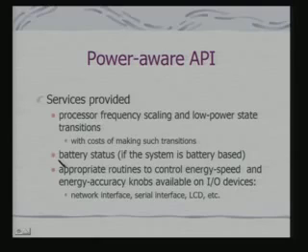The other issue is the ability to monitor battery status. Now the battery becomes a device. So far we had not really considered the battery as a device, but the power supply basically becomes a device. I need an interface to that device so that I can monitor its health. I would also need appropriate routines, or again system calls, to control the energy speed and energy accuracy knobs available on IO devices.